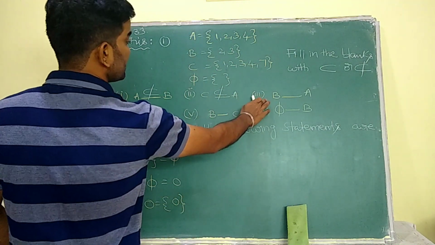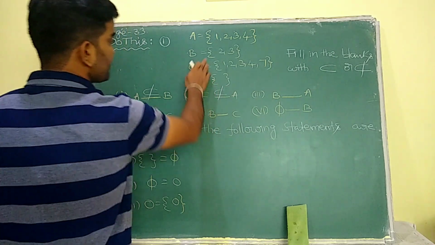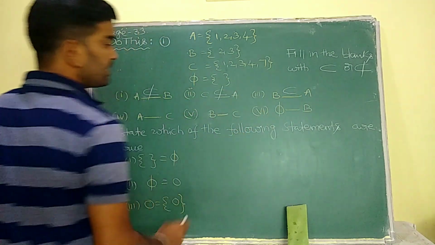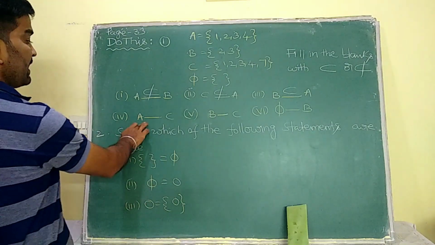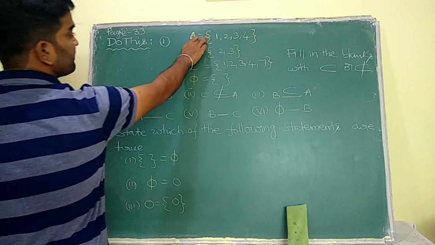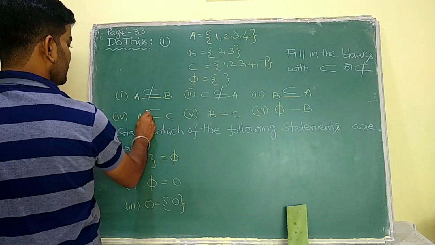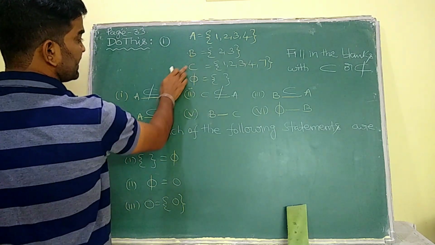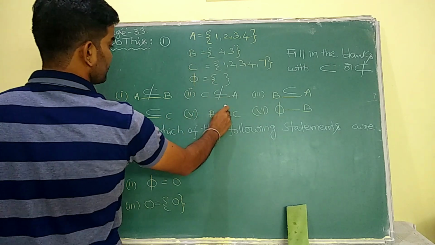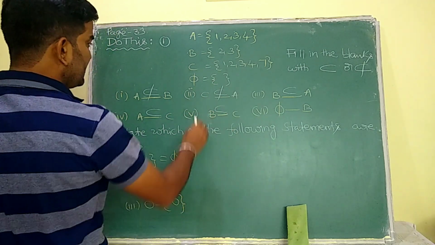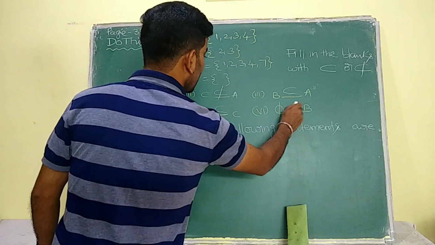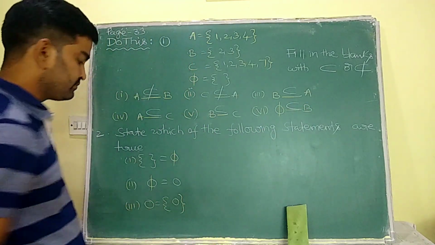Coming to the third question, B blank A. Are all the elements of B there in A? Yes, they are. So we have to write subset. A blank C. Are all the elements of A there in C? Yes. So we write subset. Are all the elements of B there in C? Yes. So we write subset. See, the empty set is a subset of all sets, we know. So that's why here I have to write subset.